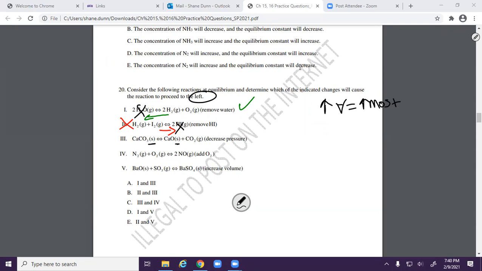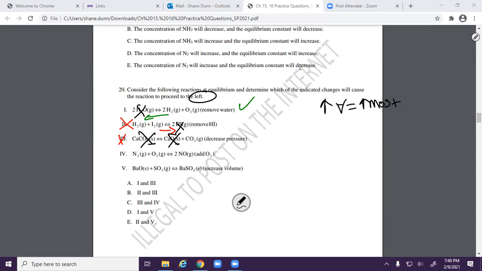Those are solids. We don't care about those. Cross those guys out. So a decrease in pressure, right? Well, an increase in volume is only in favor of one side, right? It's in favor of the product side. I don't want that. That's a no-no.